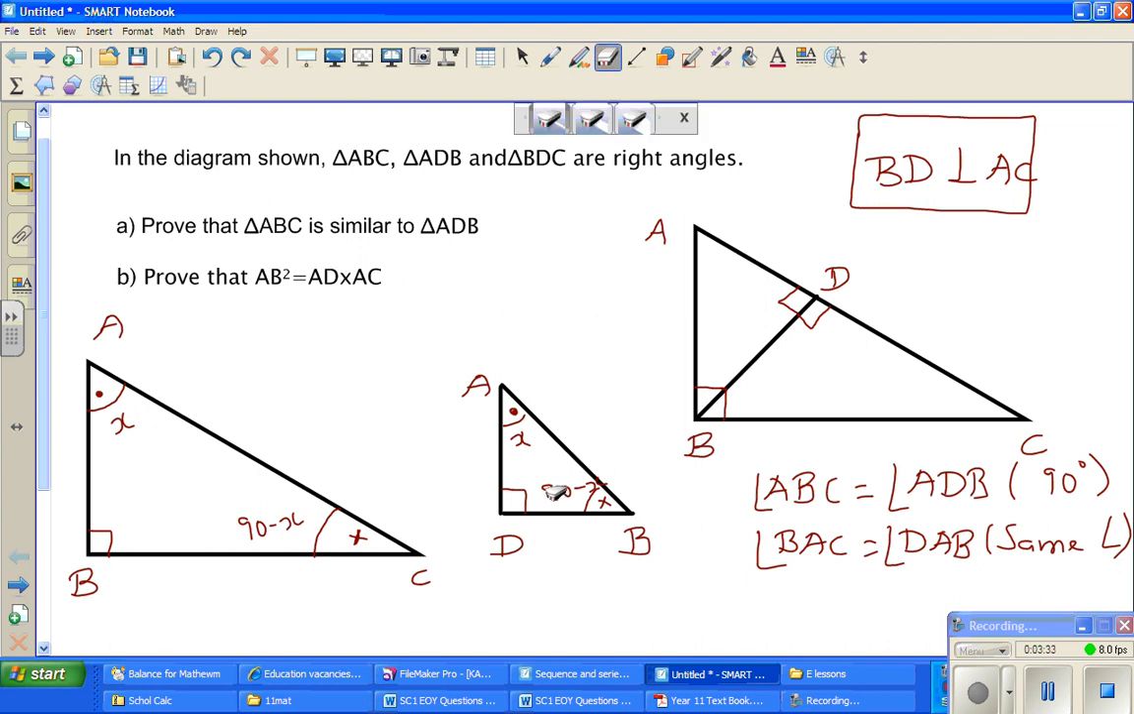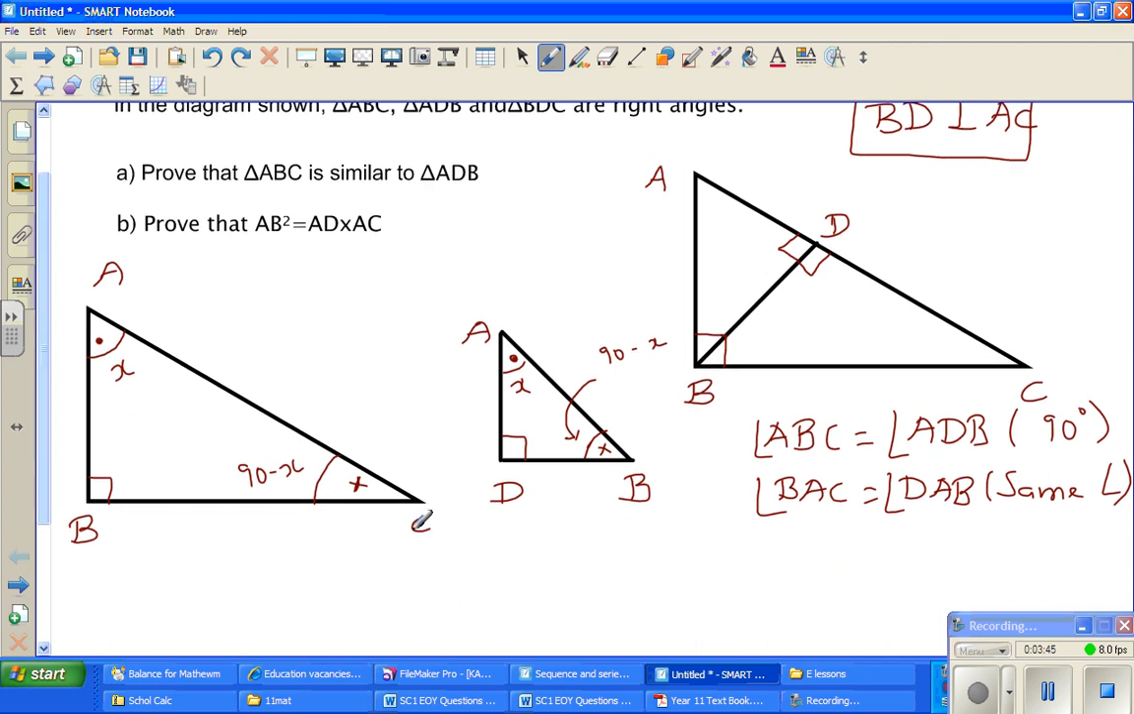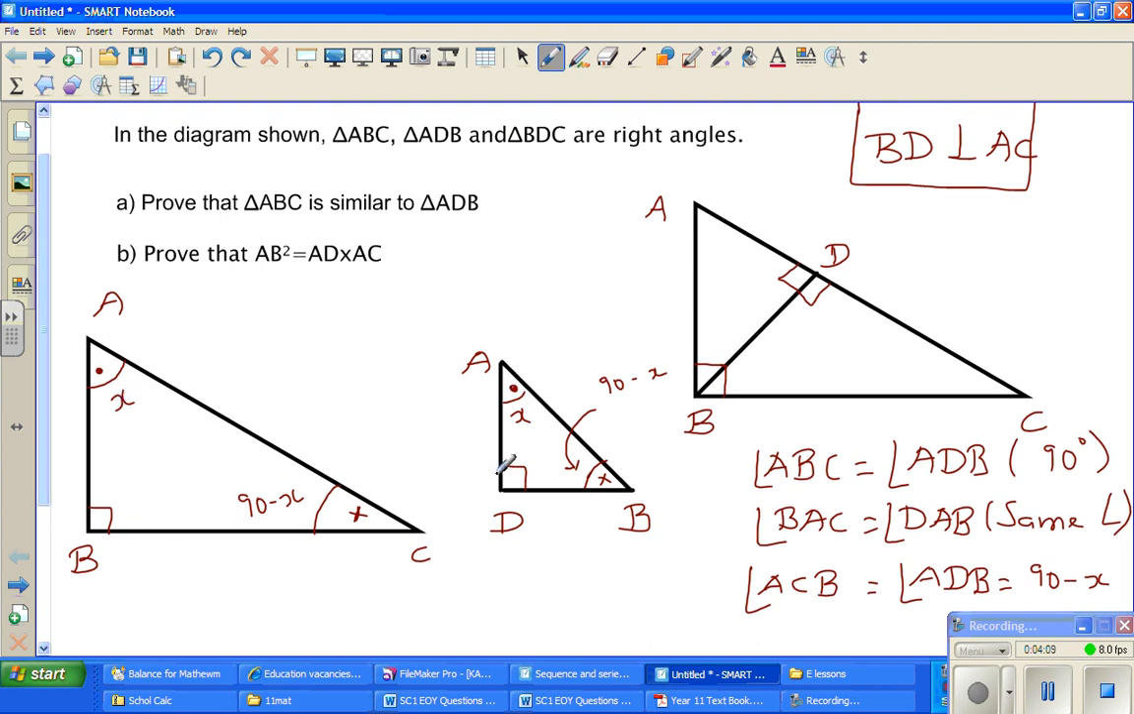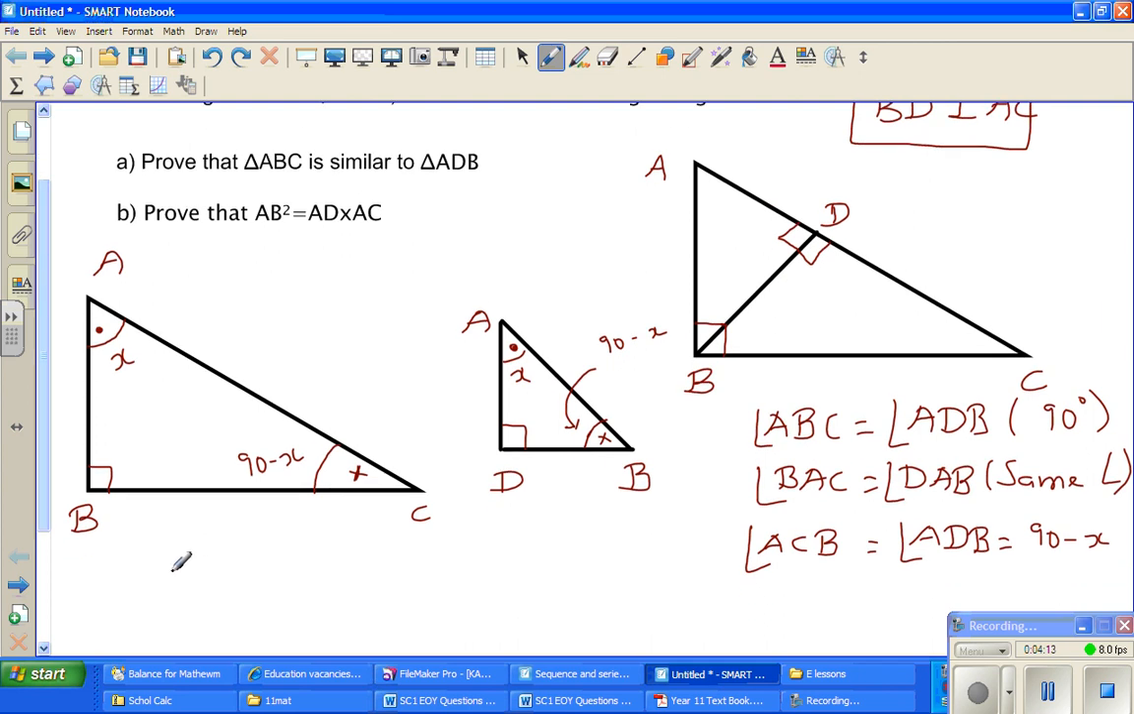Okay, so let me write it in a better way. So this angle would also be 90 minus x. So we have proved that angle ACB is equal to angle ADB, we said that both are 90 minus x. Okay, now we have proved that all corresponding angles are equal. So we can say that triangle ABC, that's the mother triangle, is similar. This is the notation of similar. Triangle ABC is similar to triangle ADB.